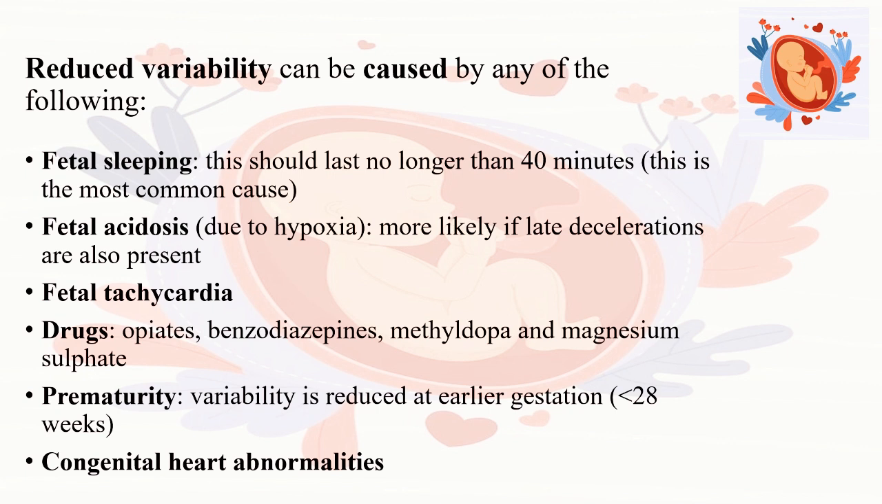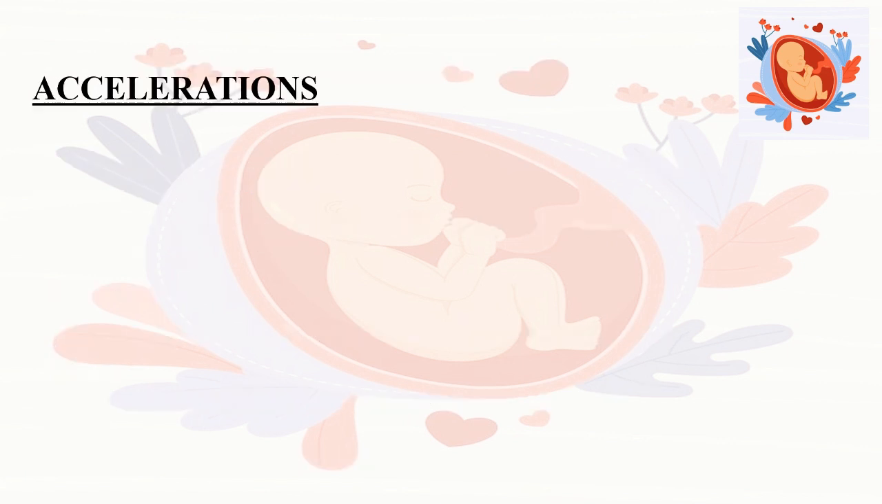Next cause can be fetal acidosis caused due to fetal distress or fetal hypoxia, and it is more likely to occur in association with late deceleration. Other causes can be fetal tachycardia, if the mother is being administered drugs like opioids, benzodiazepines, methyldopa, and magnesium sulfate, in case of fetal prematurity, as well as in case the fetus has any kind of congenital heart abnormalities. The third parameter is acceleration.